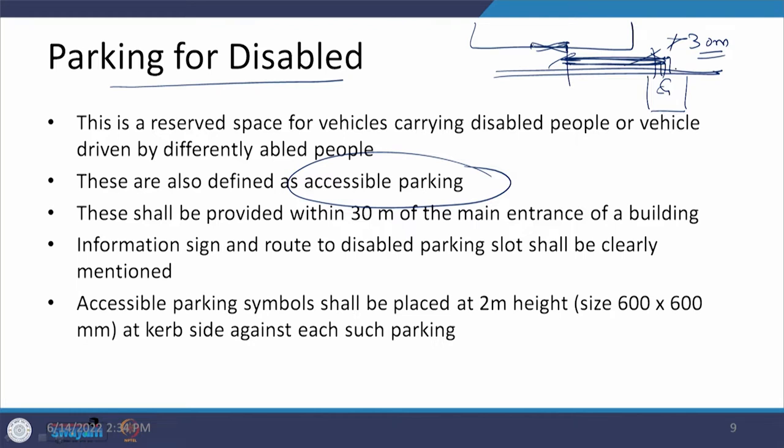The third thing is that we are going to place at this point a sign, and that sign shows that this is a location where parking is dedicated to a disabled person. So, we are going to have a sign like this, and its height shall be 2 meters, and the size is also predefined. We have already looked at these particular signs and the way of their placement when we talked about road signs. So, that is another thing to be taken care of.